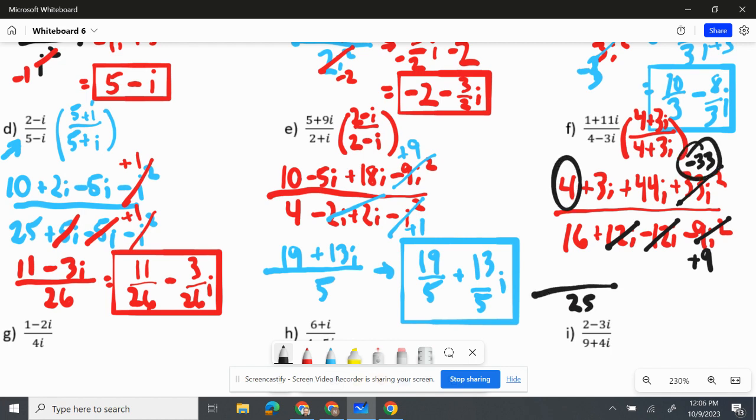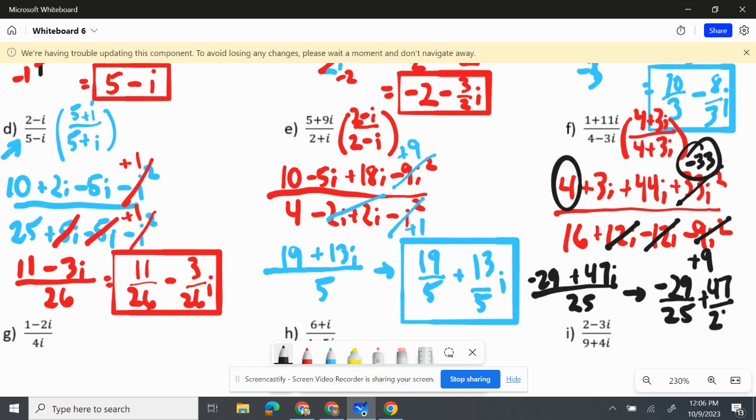4 minus 33 gives us negative 29, and then plus 47i. And that, of course, in a plus bi form is negative 29 over 25 plus 47 over 25i.